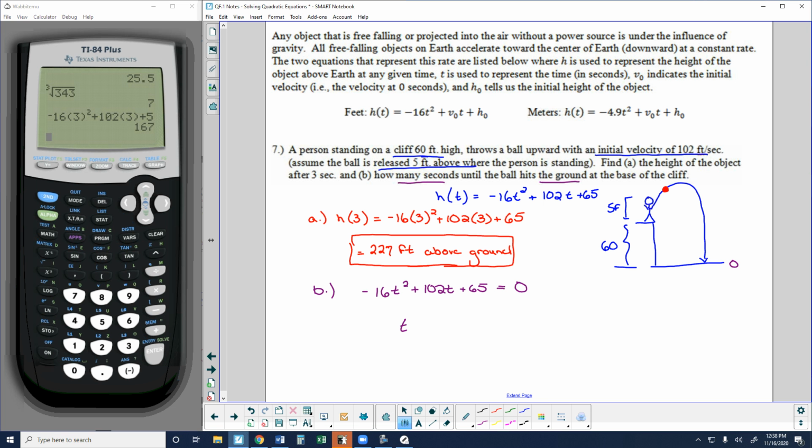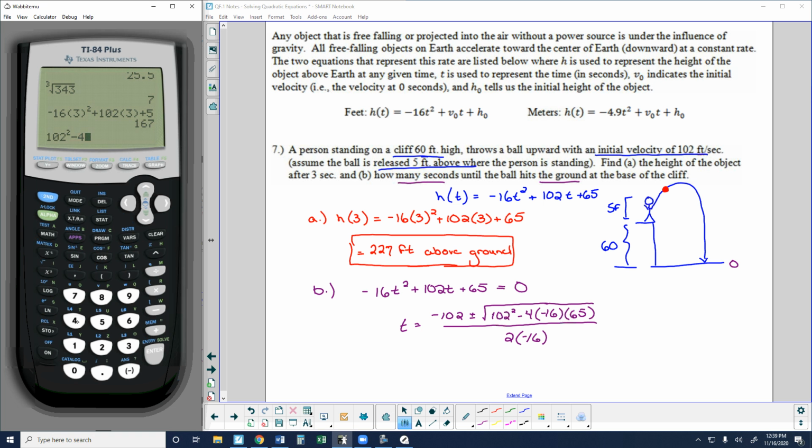So the quadratic equation would be negative b. Our b value is 102, so negative 102, plus or minus the square root of b squared, so 102 squared, minus 4 times a, which is negative 16, times c, which is 65, all over 2a, which again is 2 times negative 16. So now we want to simplify if we can. So 102 squared minus 4 times negative 16 times 65. I'm simplifying what's in the square root.